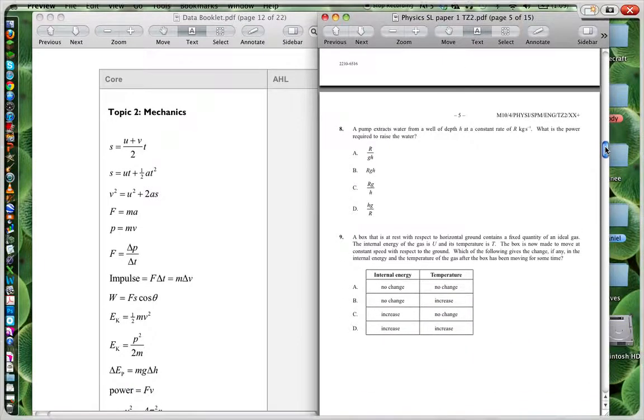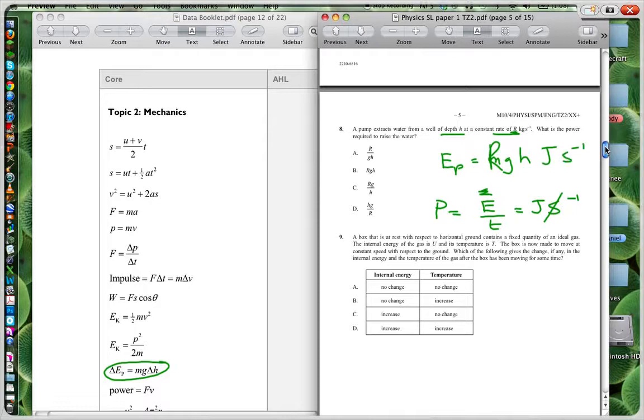Here we have a pump that extracts water from a well of depth H at a constant rate R. What is the power required to raise the water? Again, the energy we're putting in is an increase of energy equal to EP, which is mgh. Now R is in kilograms per second. We know that power equals energy divided by time, so it will be joules per second. If we put in our R there, we're actually going to get a joule per second, so it would be this one over here. I hope that makes reasonable sense to you.